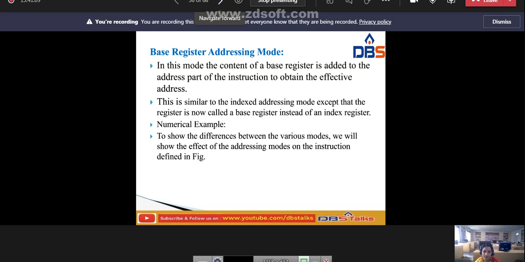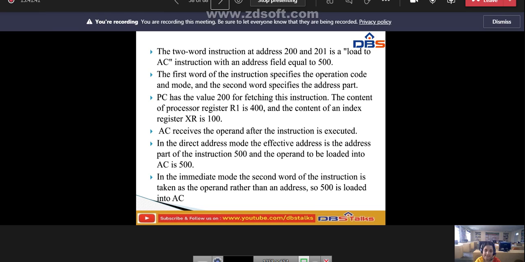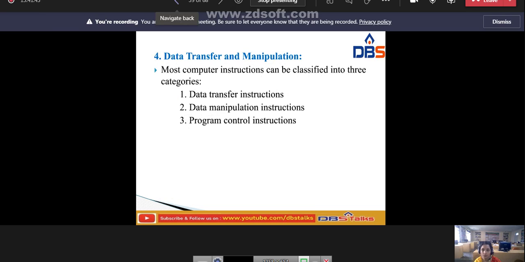So, I have a small figure here. This is a numerical example. In this diagram, we have the addressing modes. It is a two-word instruction at address 200 and 201, a load to accumulator instruction.